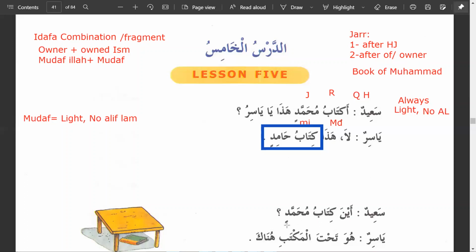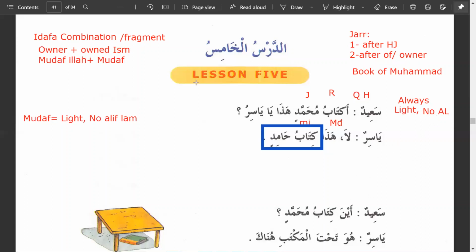Because Muhammadin is jar and it's a name, and before that there's no harf jar. And the ism before it is light and has no alif lam. Excellent. Light, no alif lam.